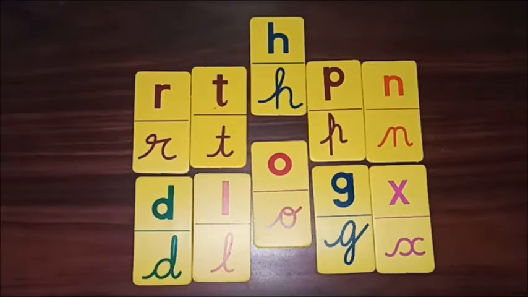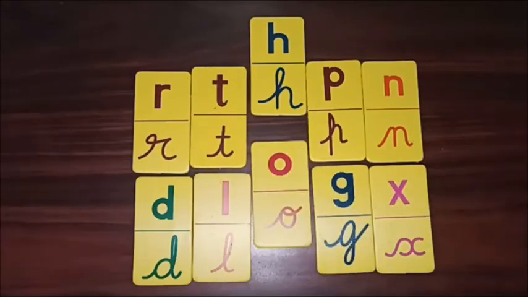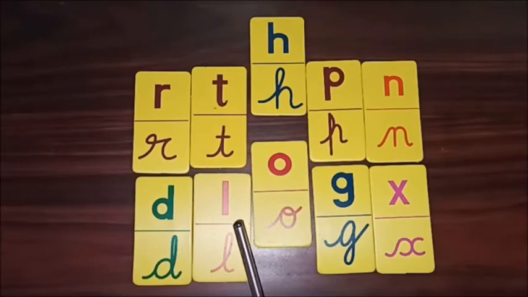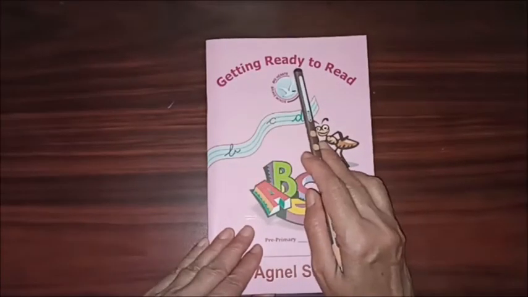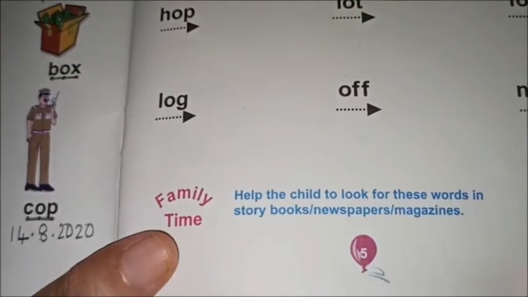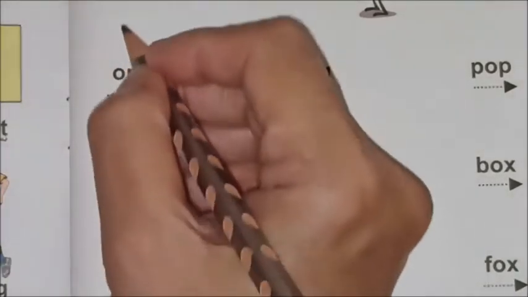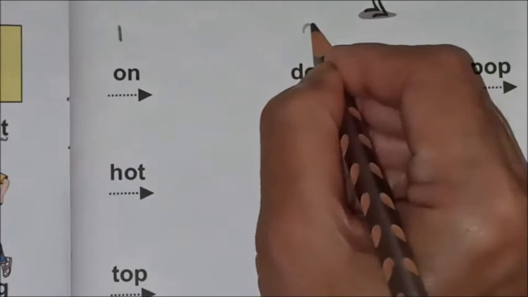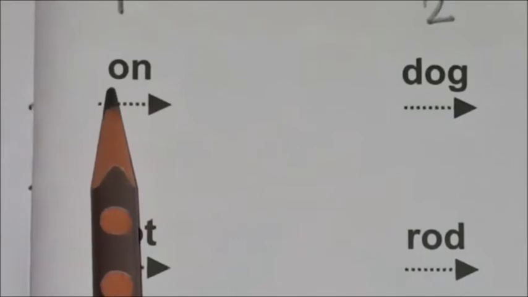We have made 8 words today, children, using all these cards. You will also take out these letters from your alphabet kit and make all these 8 words. Now, please open your reader, getting ready to read. Page number 5. There are 3 columns on this page, children. Please number the columns 1, 2 and 3. So let us begin with word number 1.